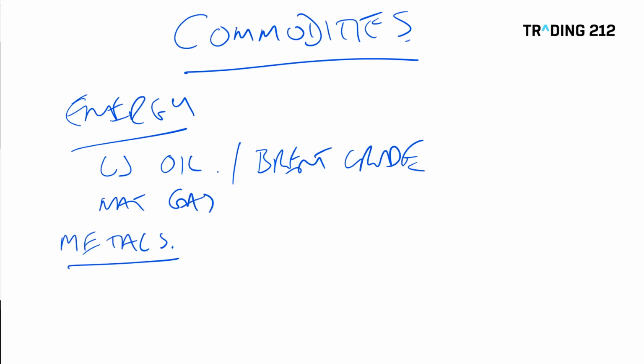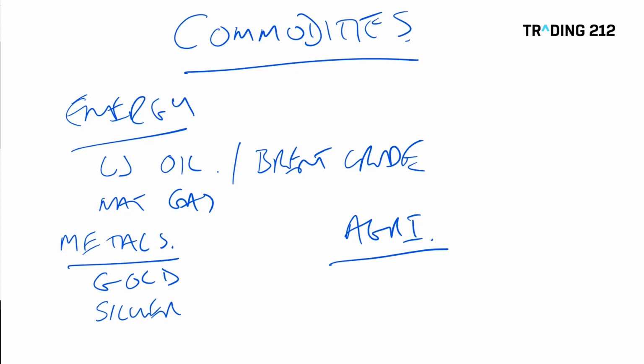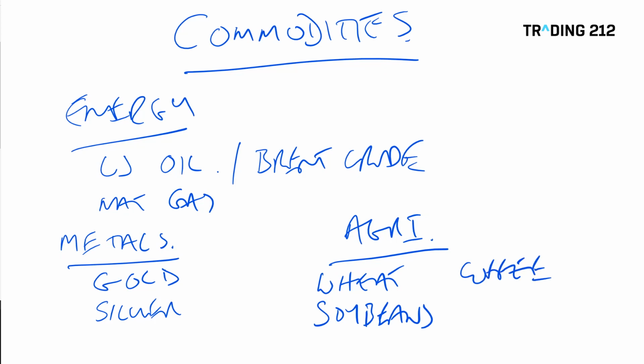Then we have the various metal commodities. Gold is, I think, by far and away the most popular one here. But we also have, of course, silver, platinum, copper, all that sort of stuff. And then finally, we have a really wide grouping, agricultural commodities. I haven't left myself enough room to write all these out, but you have things like wheat, soybeans, coffee. And then you have livestock, cattle, hogs, that sort of thing.